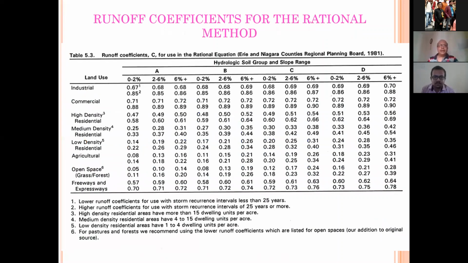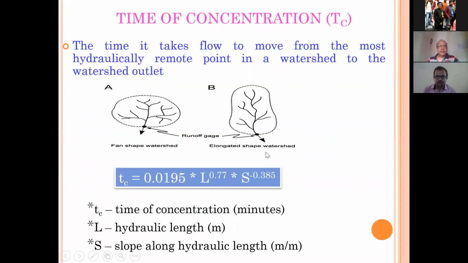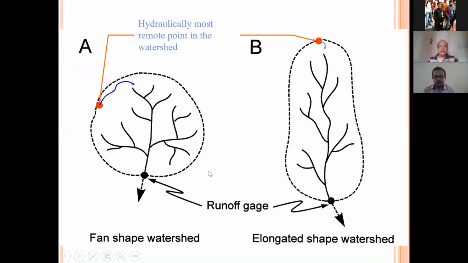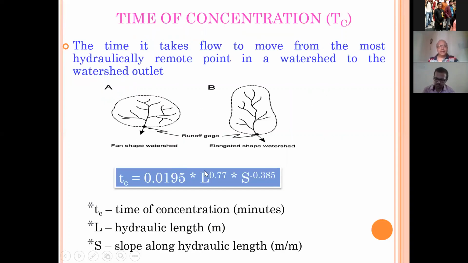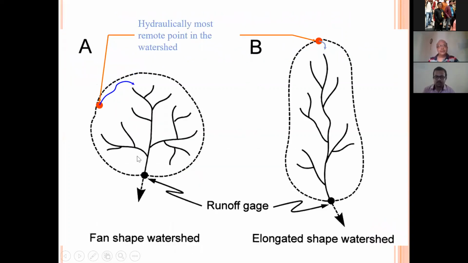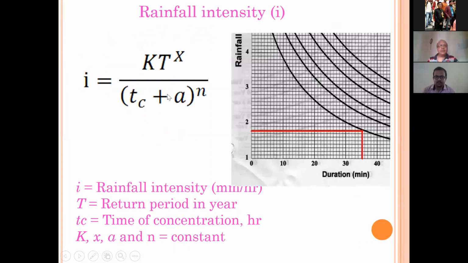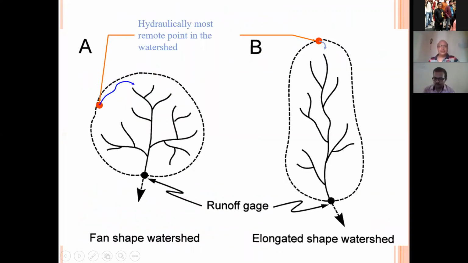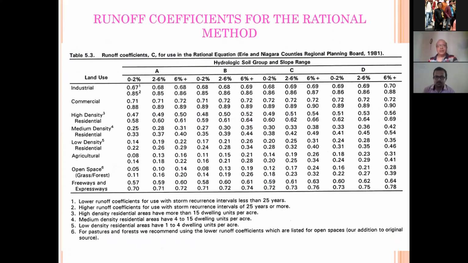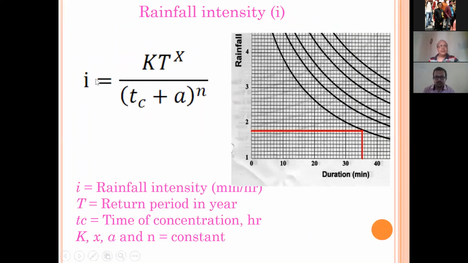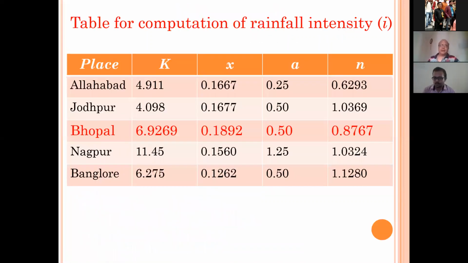Then with that area you can determine time of concentration. Time of concentration can be determined with the help of this equation, and from the equation we can determine the time of concentration from the length. And I can be determined with this formula, KT raised to the power x over TC plus A raised to the power n. So when C has been determined with this table, I has to be determined with this, and A is the catchment area in square kilometers. So you can determine peak rainfall.